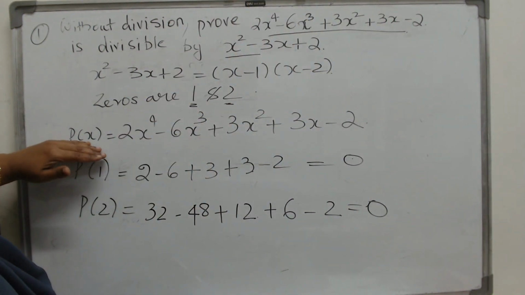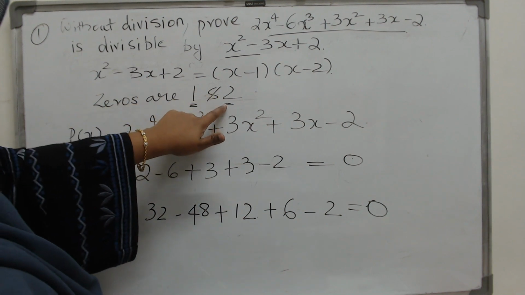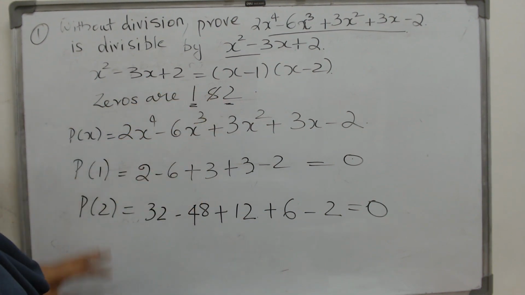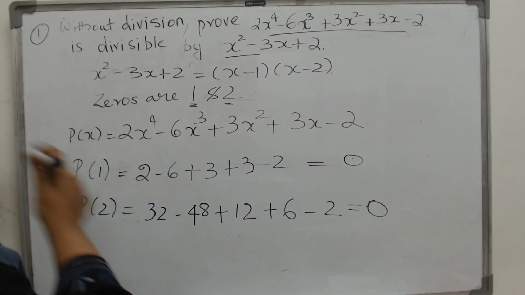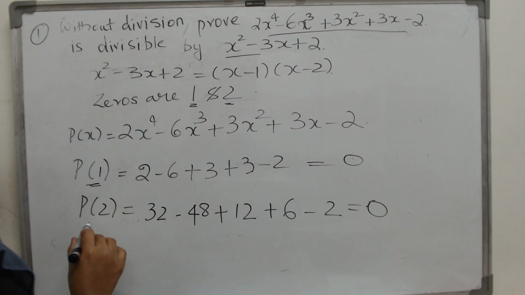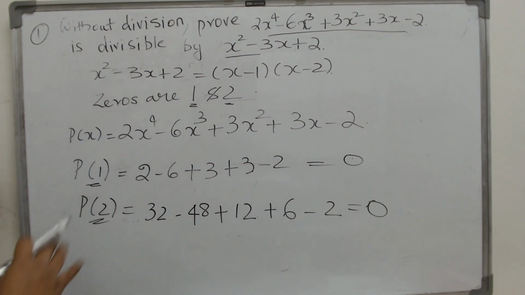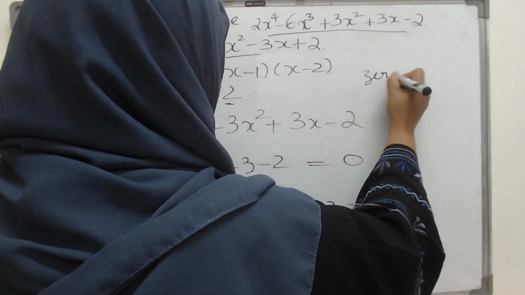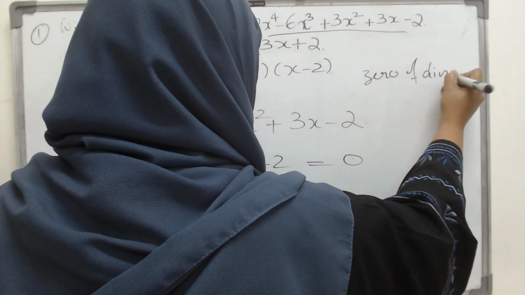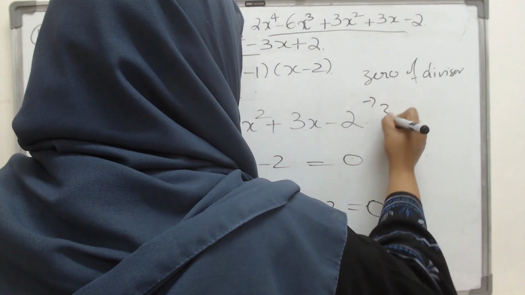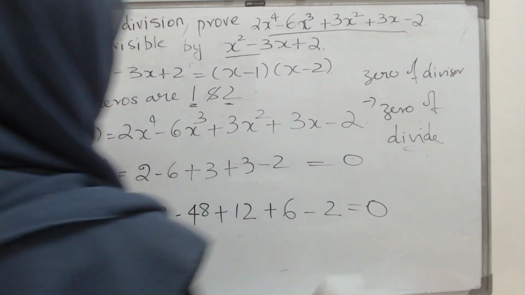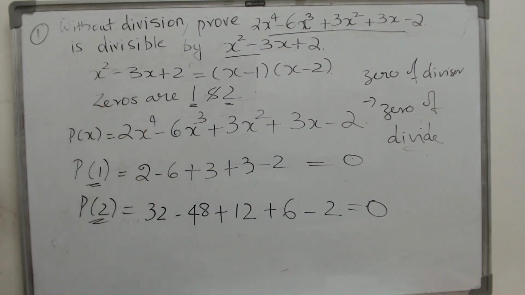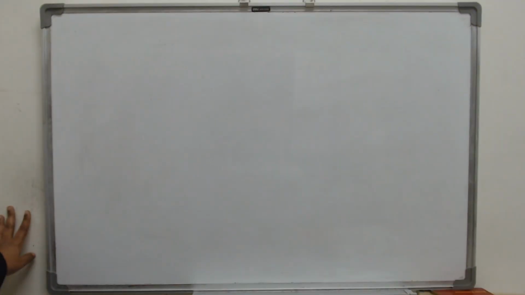So wherever you see x, put 1 and put 2. See if you are getting 0. If you are getting 0, then this is a factor. So see, p of 1 will be 0, p of 2 will be 0. So even without dividing, if the zero of the divisor is the zero of the dividend, then good news. What is the good news? It is a factor.